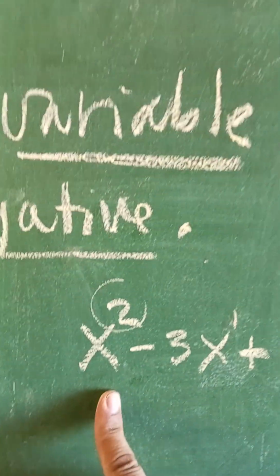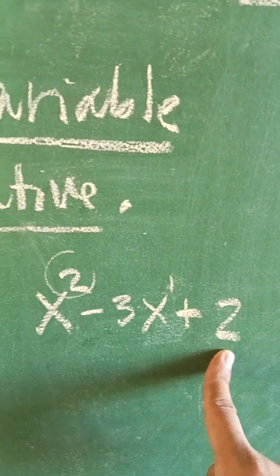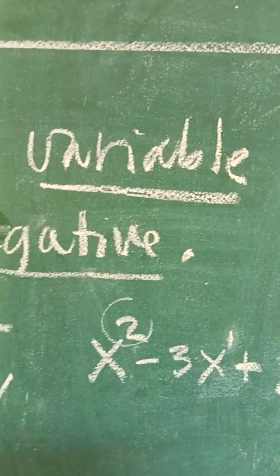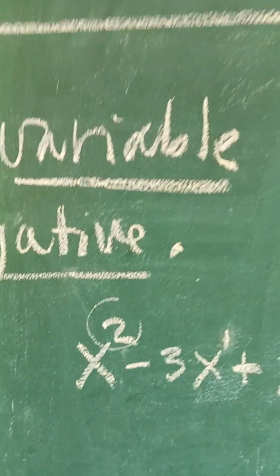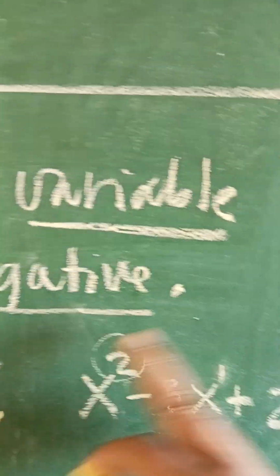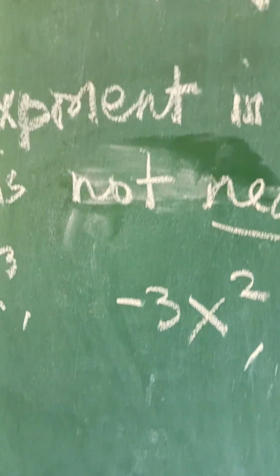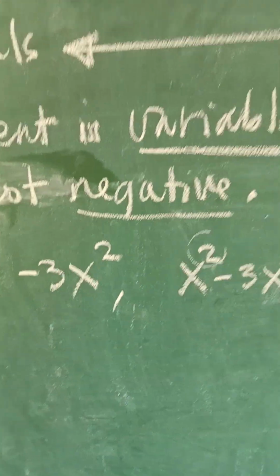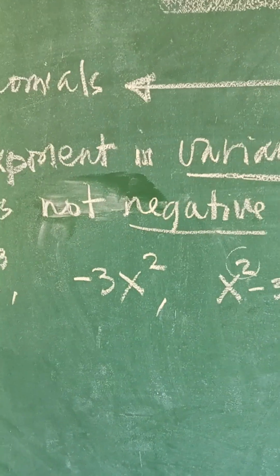And the third one is x squared minus 3x plus 2. Since the exponent here is 2 and the other one, the linear term, is 1 for the variable x, therefore since the exponents are not negative, it is considered polynomial. So these are three examples which are considered polynomial expressions.